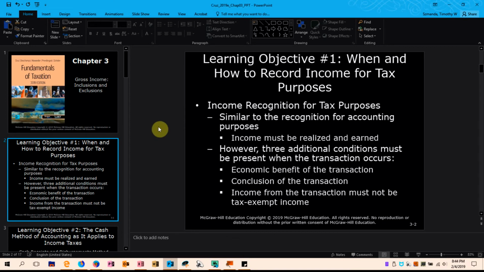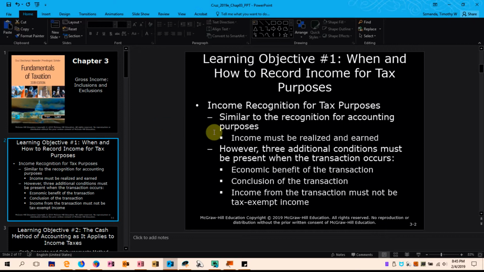In Chapter 3, we'll be discussing items that relate to what we include in income and what we don't include. And those income and exclusions will be the primary topics that we'll be discussing in this chapter. However, we'll also be discussing some a little bit more complicated issues, especially related to the recognition of Social Security benefits and the extent to which they may be recognized.